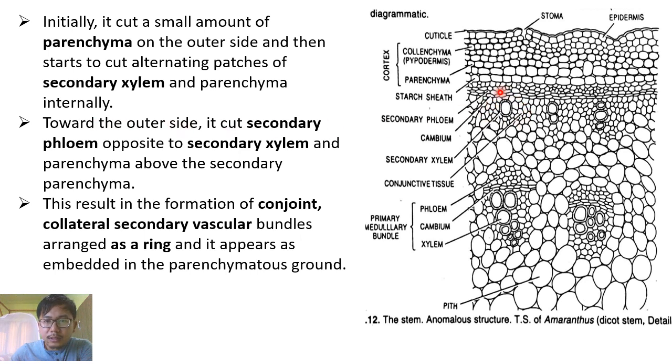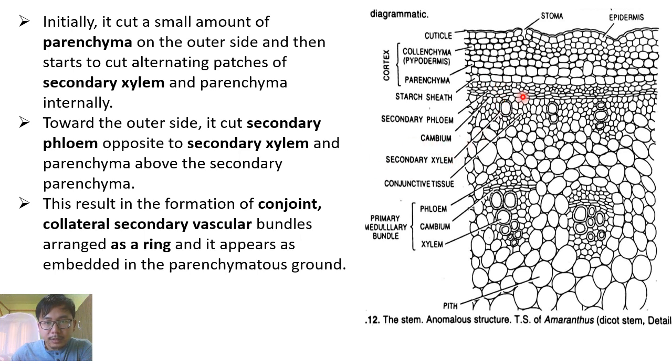Toward the outer side, they will cut what? The secondary phloem, opposite to the secondary xylem. This is how secondary phloem is produced, and somewhere parenchyma will be produced, and after that another layer of parenchyma will be produced, which is called secondary parenchyma. This results in the formation of conjoint collateral secondary vascular bundles arranged as a ring, appearing embedded in the parenchymatous ground. Here the cambium is present in the middle, with secondary phloem above and secondary xylem below.